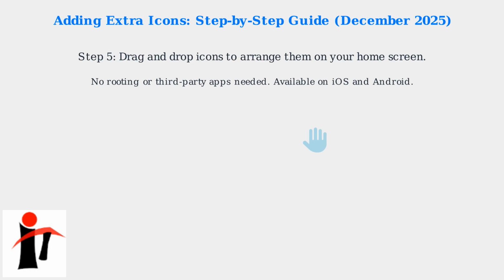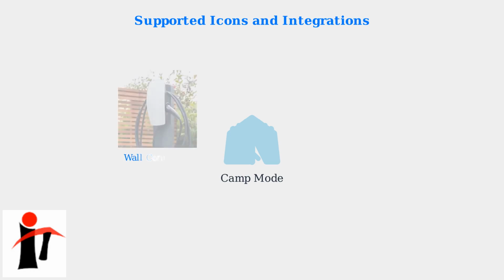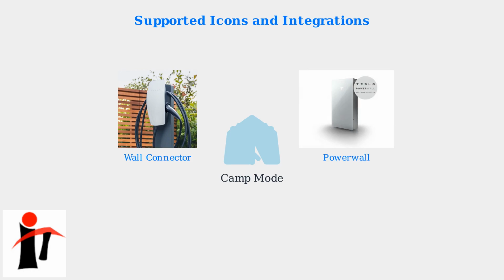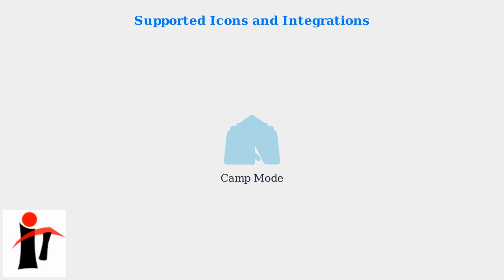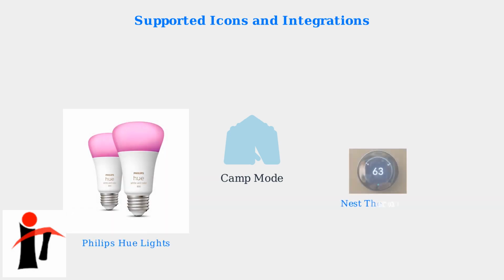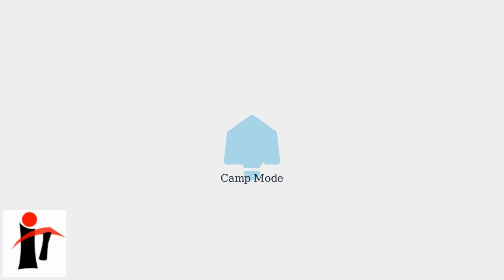The Tesla app supports a wide range of icons for vehicle functions and smart home integrations. You can add icons for essential Tesla features like defrosting the windshield or activating camp mode for off-grid adventures. You can also control Tesla accessories directly from the app, including wall connectors for charging and power walls for energy storage. The app integrates with smart home devices through Tesla's API and protocols like Matter. Control Philips Hue lights or Nest thermostats seamlessly from your Tesla app.